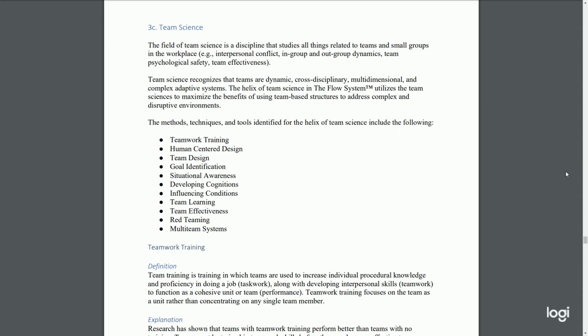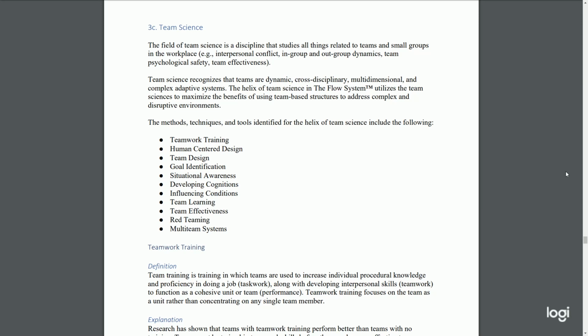The helix of team science in the flow system utilizes the team sciences to maximize the benefits of using team-based structures to address complex and disruptive environments. The methods, techniques, and tools identified for the helix of team science include the following: teamwork training, human-centered design, team design, goal identification, situational awareness, developing cognitions, influencing conditions, team learning, team effectiveness, red teaming, multi-team systems.